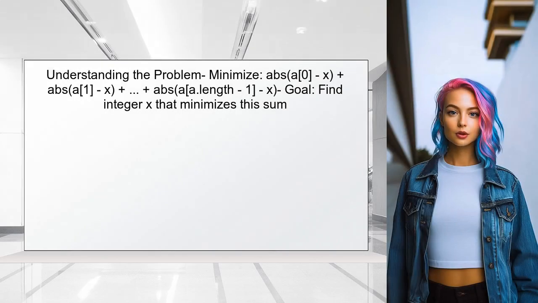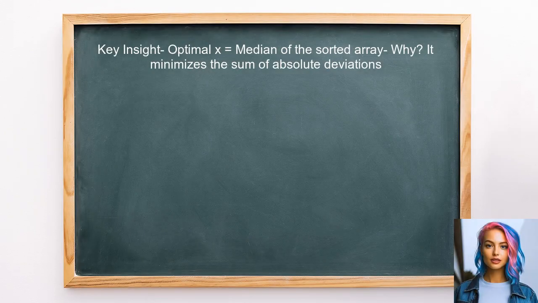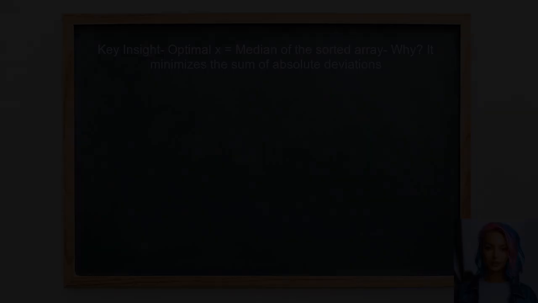To understand why the function works, let's first look at the problem. The user needs to minimize the sum of absolute differences between a sorted array and a chosen integer x. The key insight is that the optimal value of x is the median of the sorted array. This is because the median minimizes the sum of absolute deviations.